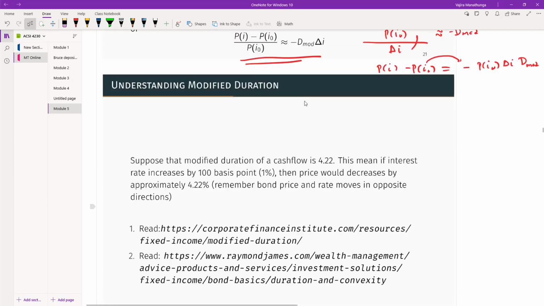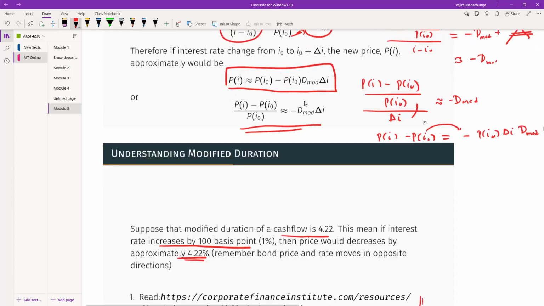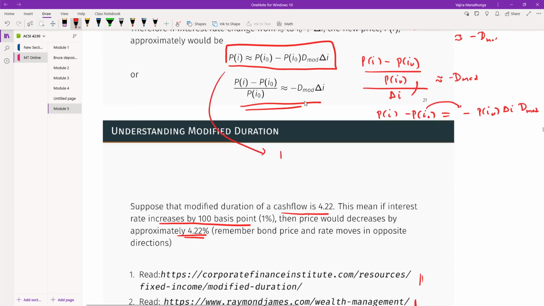So let's try to understand modified duration. Here we can find two links, and here is the meaning. Suppose that the modified duration of a cash flow is 4.22. This means if the rate increases by 100 basis points, then the price would decrease by approximately 4.22. How do we explain that? Let's go back to here. Pi minus Pi naught is approximately equal to negative Pi naught D mod delta I. So if the modified duration is 4.22, let's substitute that.